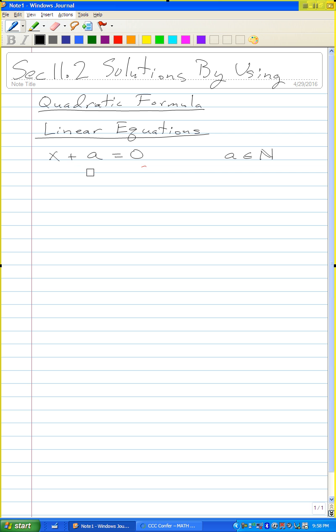well, actually, let's do it this way. Let x equals z minus a. Then replace x by z minus a, plus a is 0, and so the a's cancel. So you get z equals 0. But since z is 0, then I have that x is equal to 0 minus a, and so x is equal to negative a.